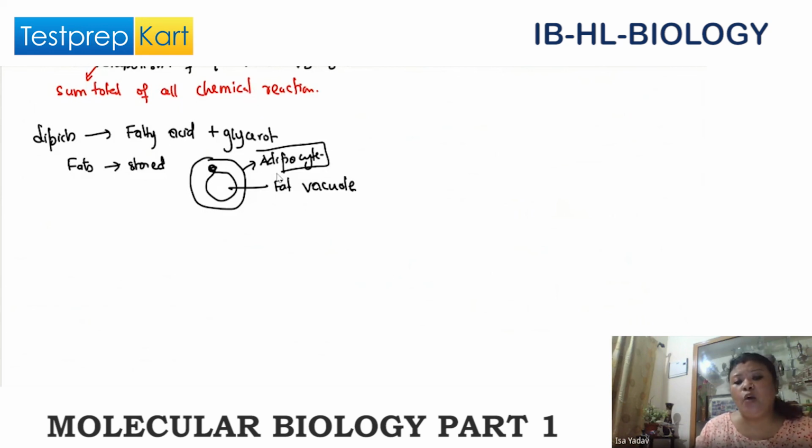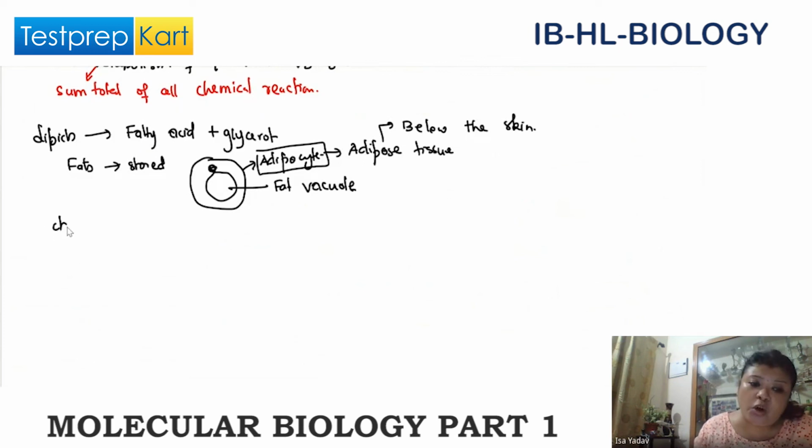Adipocyte. Where is the adipocyte present? It occurs as a layer, and we call this layer what tissue? Adipose tissue. It is present below the skin. We have cholesterol and waxes. All are lipid compounds.